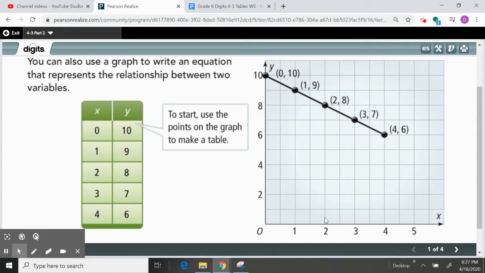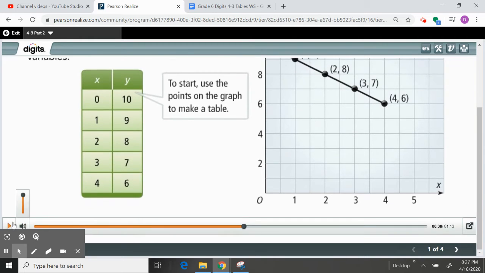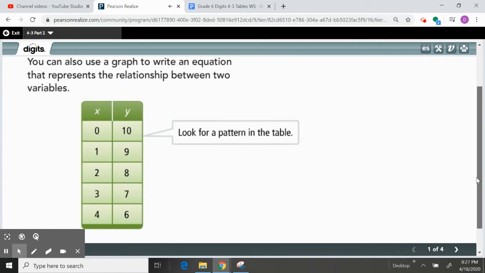I mean, 2, 8 is easy because you go over 2, you go up to 8 and over. 3, go over 3 up to 7 and over. So pretty easy. But now you want to look for a pattern in that and how that can go to the equation. Look for a pattern in the table.